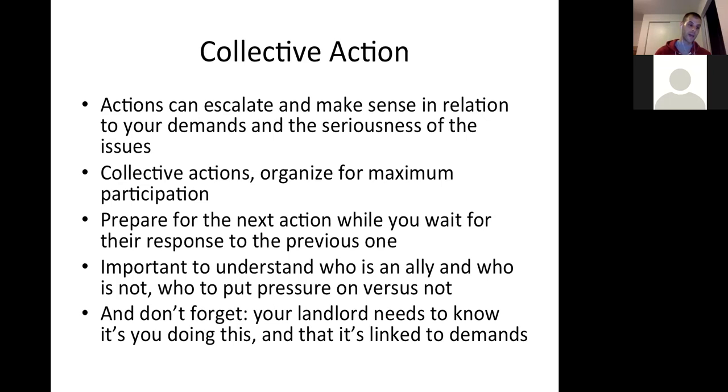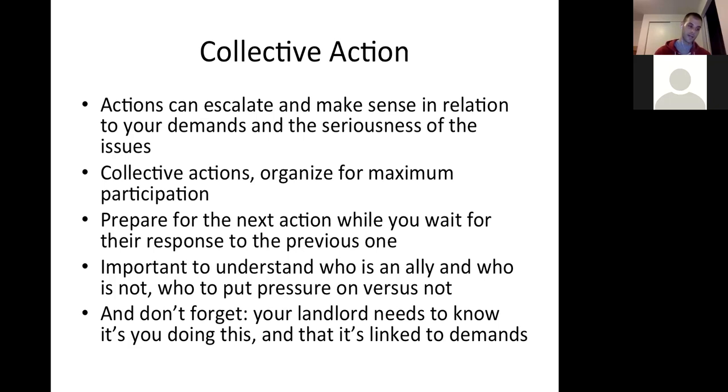When you're planning actions, sometimes people want to have a rally in their neighborhood. Sometimes that could be effective for getting media attention. Sometimes that could be effective for getting neighbors in your community to support your struggle, but sometimes those aren't terribly effective because your landlord doesn't find out about them and doesn't really care.